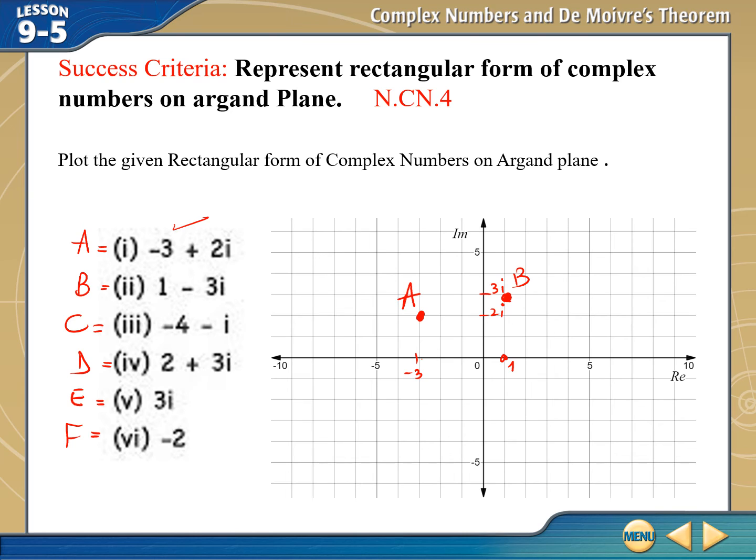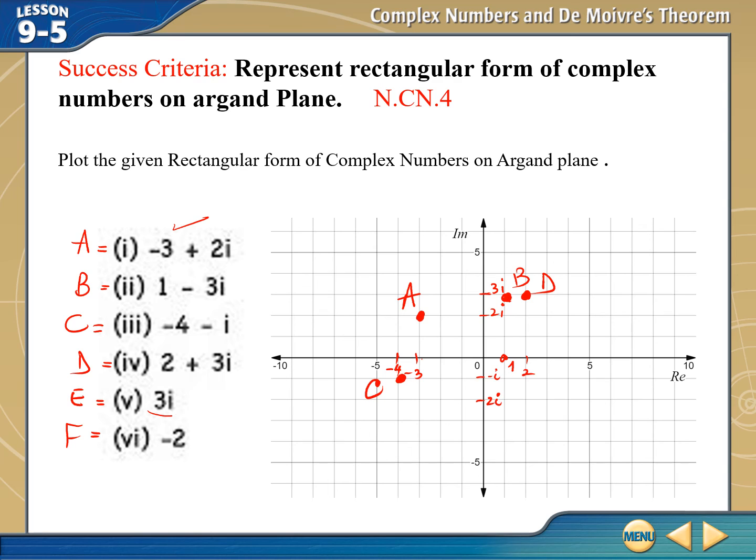The third is -4, -i. -i means -1i, right? So here it is -i, -2i here, for example, and -4 on the left-hand side over here. So we are going on the -4, -i. Here is our point. So represent it with C. Now D is 2 plus 3i. So here it is 2 and 3i is on the top. So go up and this is the 3i. So just sketch it, name it as D.